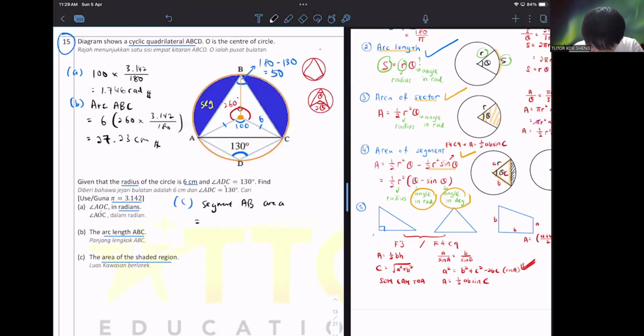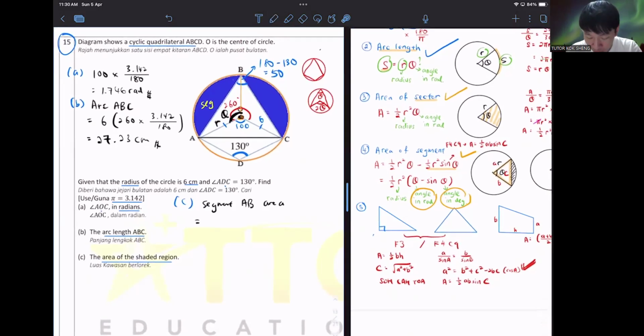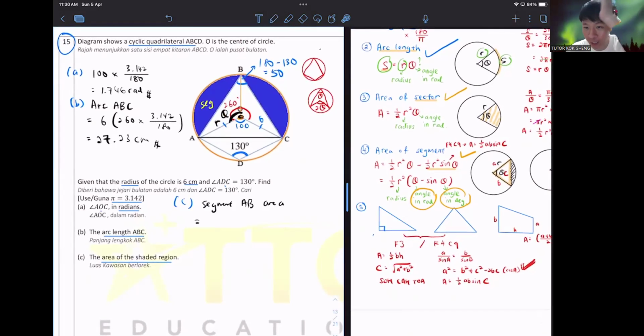First one, the radius, center O, radius same again, 6. The theta don't get wrong, okay? Theta is only this part. So this part is half of 260. So this angle, sorry, you have to divide by 2. So just now, 260, half, 130.